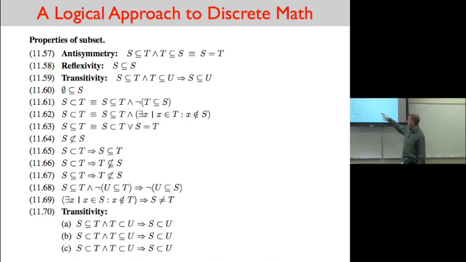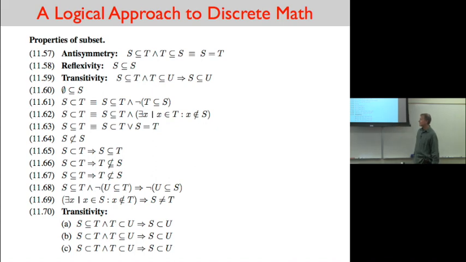S is a subset of T. Here, how about this? 11.64, that's interesting. S is not a proper subset of itself. Makes sense, right? In other words, it's not the case that 3 is less than 3, by analogy. That's not a proof, by the way. You can't say proof by analogy. Okay, 11.65: S is a proper subset of T implies S is a subset of T. Make sense? Yeah.